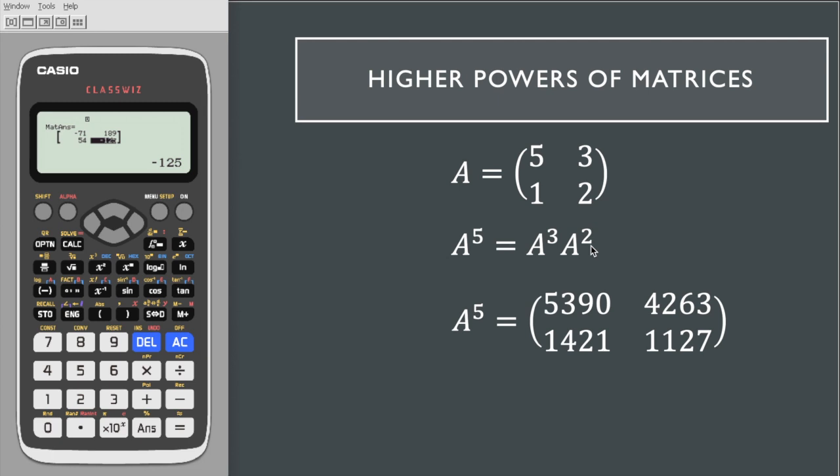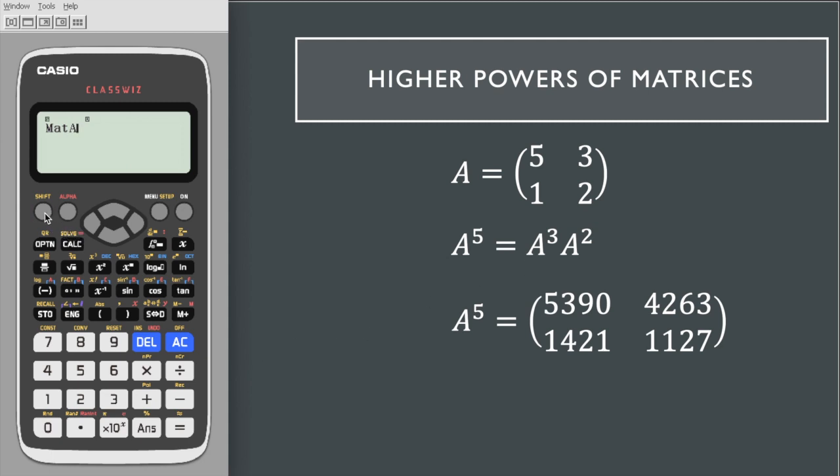The law of indices applies to matrices, so that when we multiply these 2 matrices together, we can just add the powers. 3 plus 2 gives us 5. So this is exactly what we're going to enter into our calculator. So if we press AC, then select option, then we want to select option 3 for matrix A. And first we want to raise this to the power of 3.